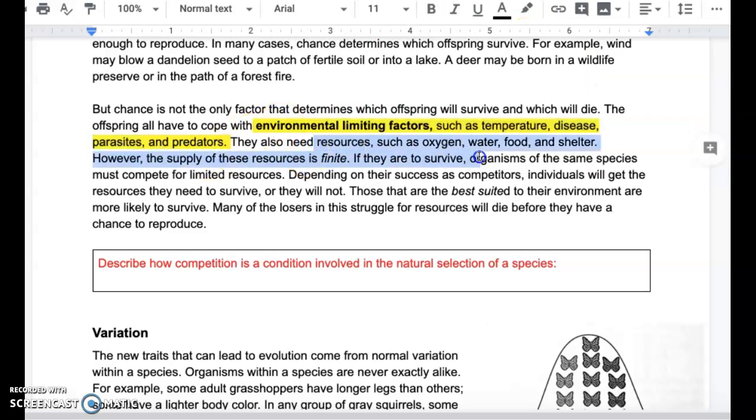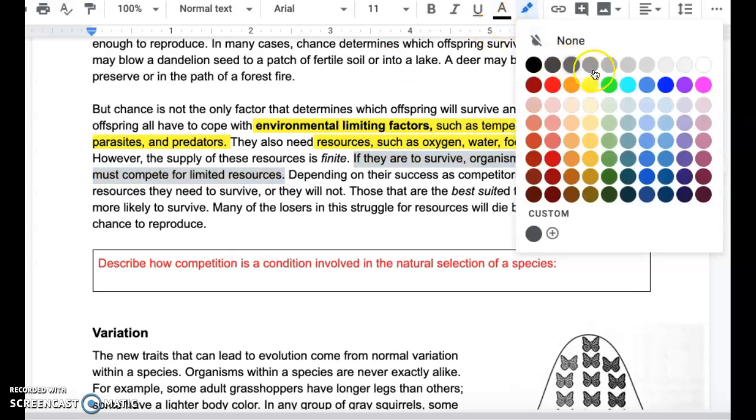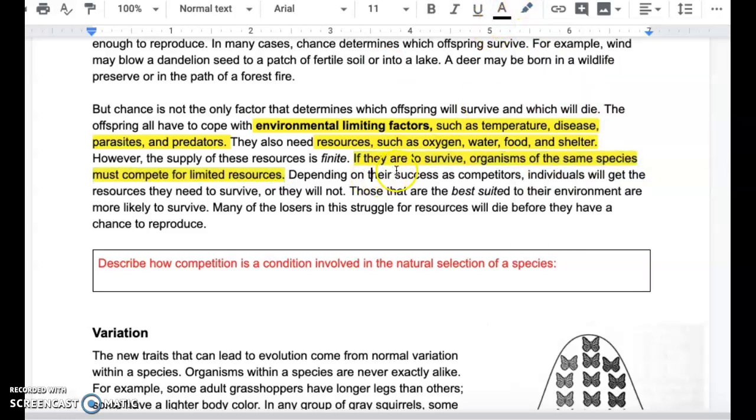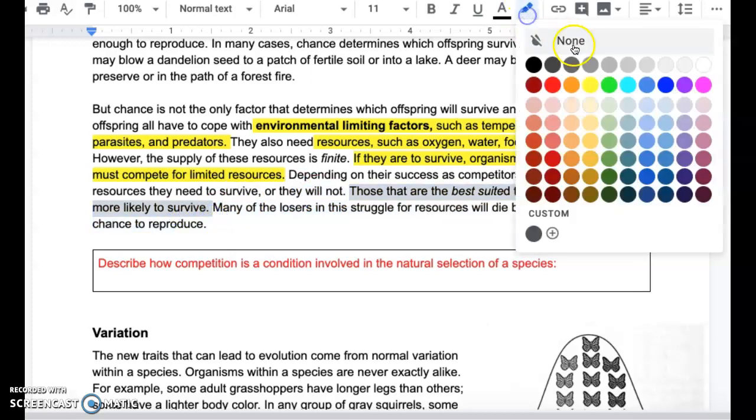They all need resources such as oxygen, water, food, and shelter, right? These are finite resources. They're limited. However, the supply of these resources is finite. If they are able to survive, organisms of the same species must compete for these limited resources. Depending on their success as competitors, individuals will get the resources they need to survive or they will not. Those that are best suited to their environment, like if they have traits that help them get those resources, are more likely to survive.